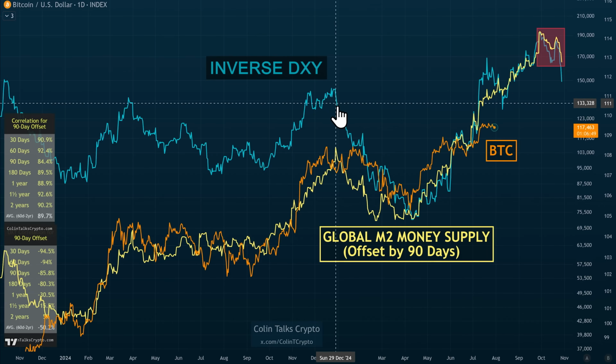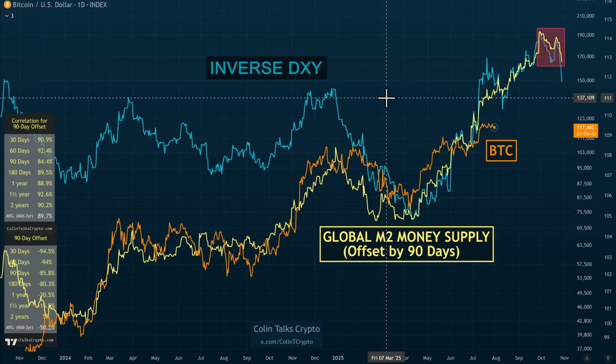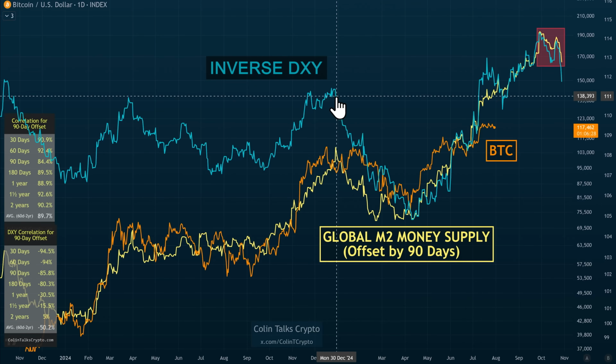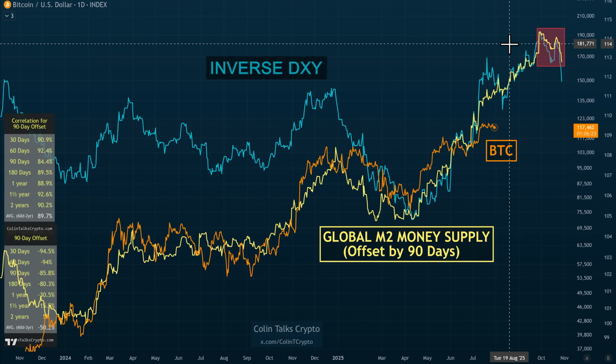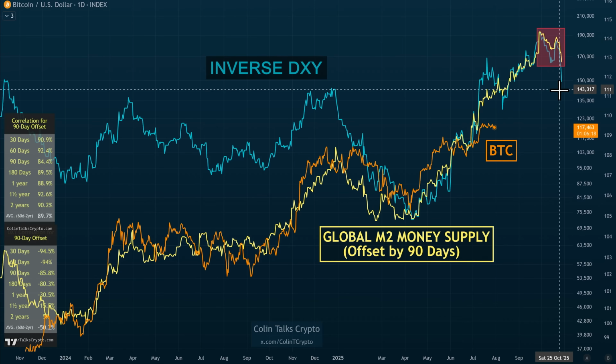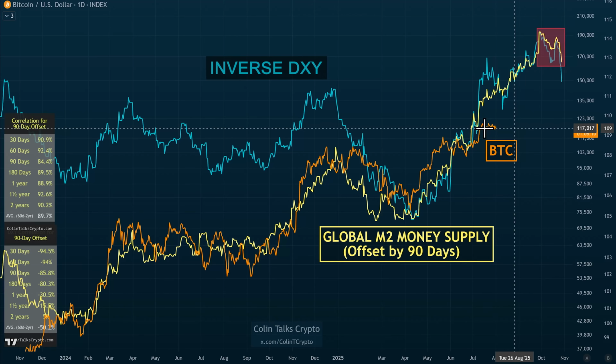And in case you don't know what this is, the DXY, and in this case it's an inverted DXY, is a measure of US dollar strength versus a basket of 6 foreign currencies, including the euro, Japanese yen, British pound, Canadian dollar, Swedish krona, and Swiss franc. So when the line heads up, because it's inverted, that means the US dollar is losing strength versus these other currencies. And when this line is dropping, it means the US dollar is gaining versus these other currencies. However, that is irrelevant because we really just care about the correlation to Bitcoin.